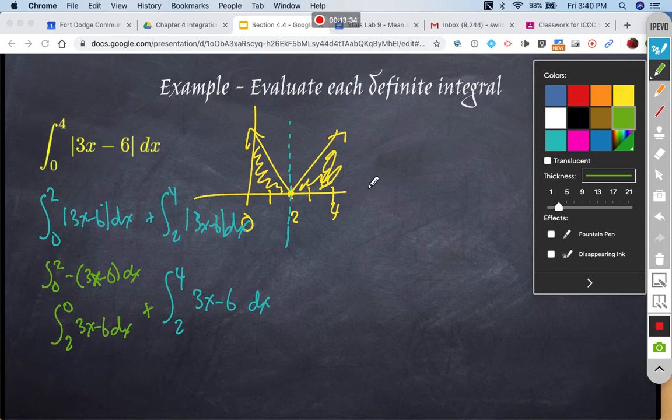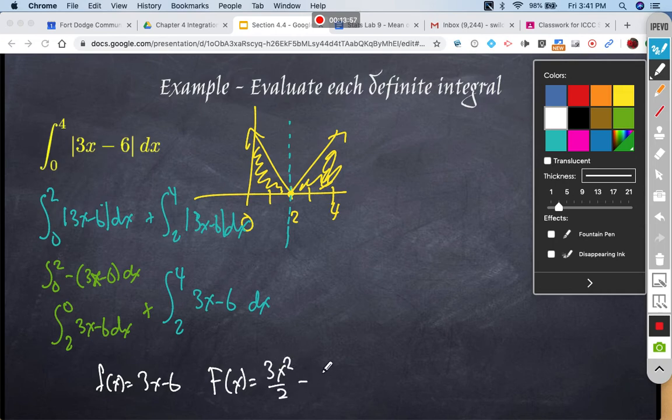One nice thing here is we have the same antiderivative we can use for both of those. So if we look at the antiderivative of 3x minus 6, if f of x equals 3x minus 6, we can make our big F be 3x squared over 2 minus 6x. And we can use those in both cases. We just have to now get this evaluated correctly.